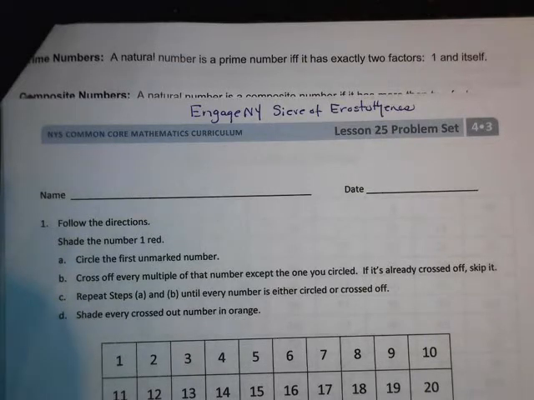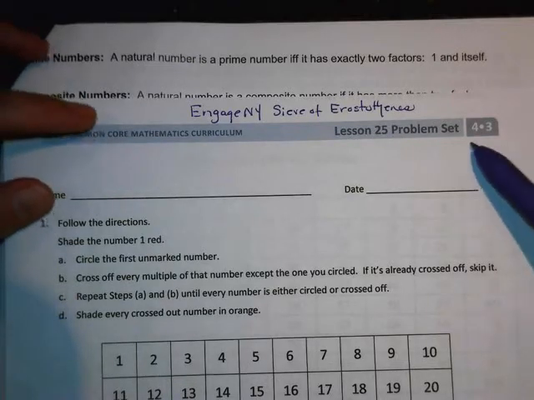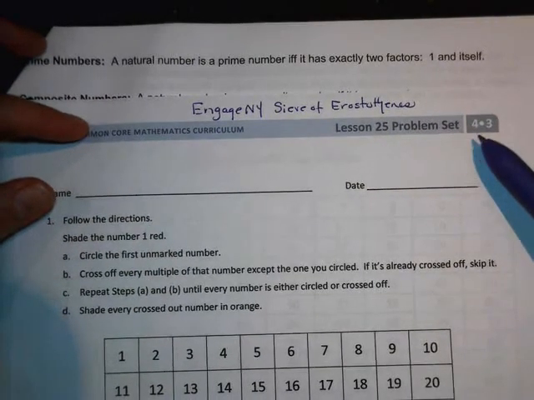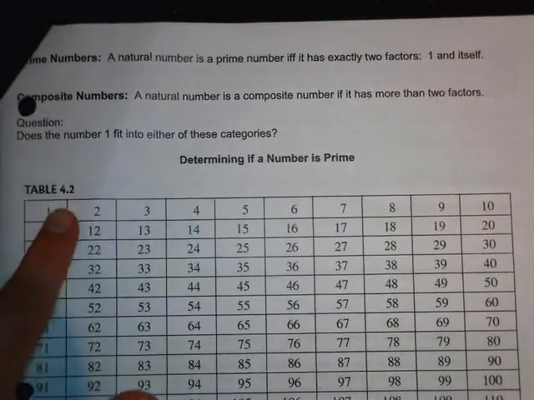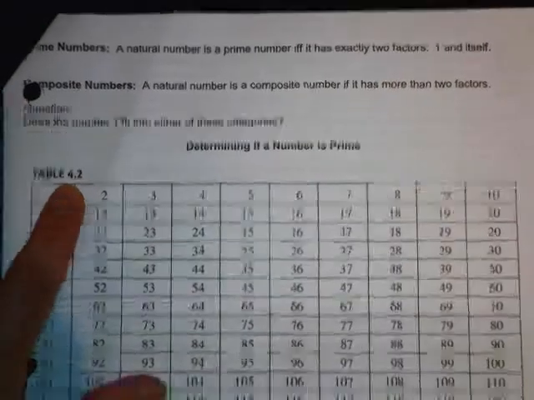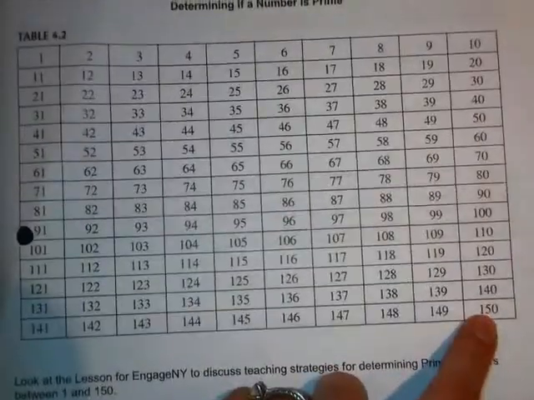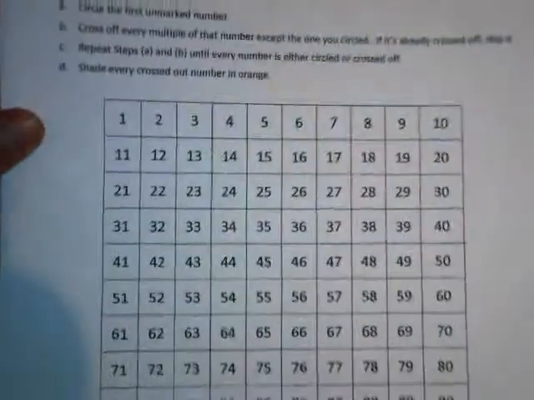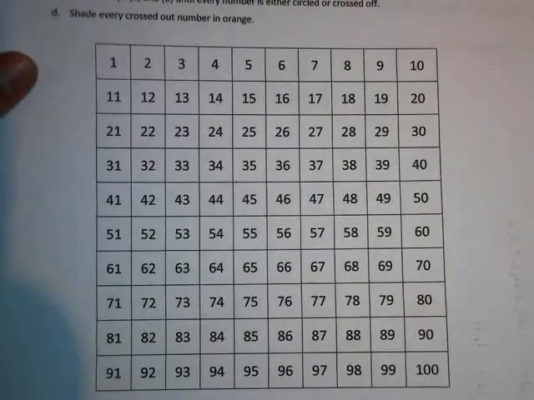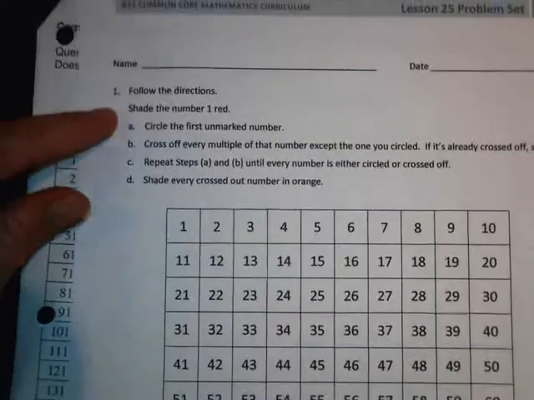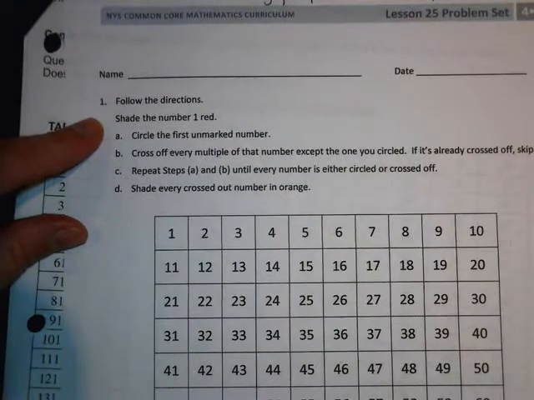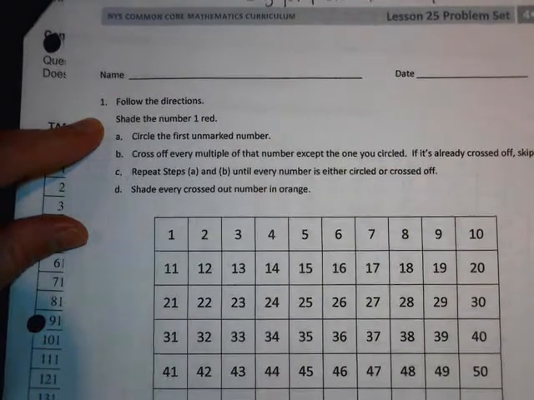All right, so this is a 4th grade lesson, and what I did is I copied out of our book 1 through 150, and the 4th graders need to be able to identify prime numbers 1 through 100. So I thought we could just go through the directions that a 4th grader does in order to identify prime numbers. So it says, shade the number 1 red.